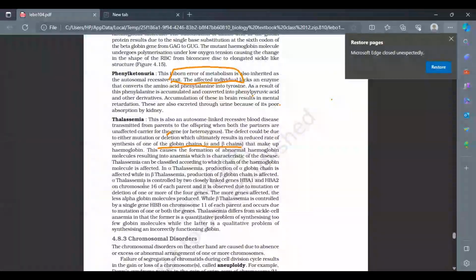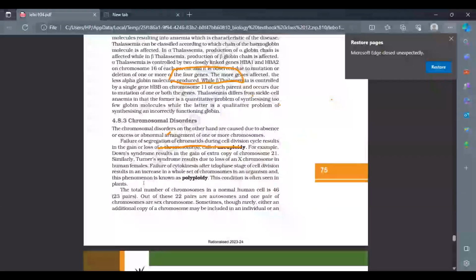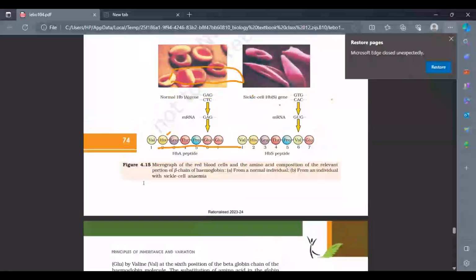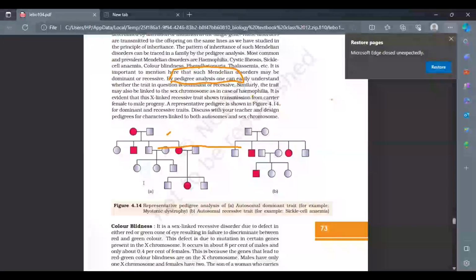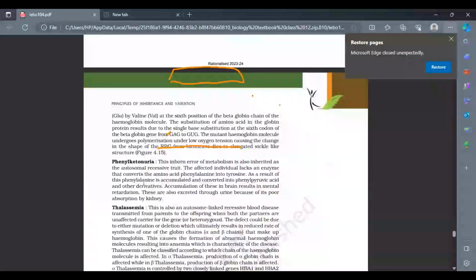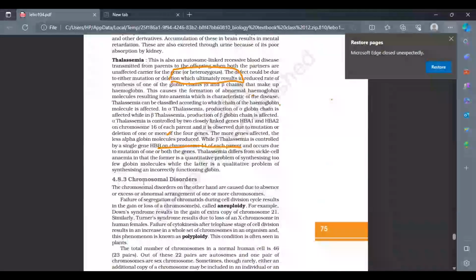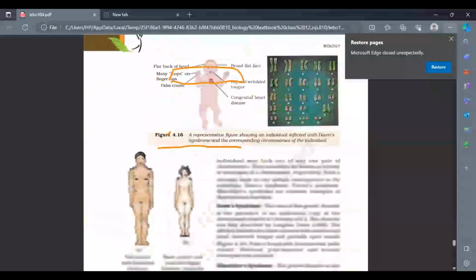This particular paragraph is not there in the old NCERT. Make sure that you are referring to the new NCERT to understand this complete concept of thalassemia. Fine. So these are the few genetic disorders we talked about: hemophilia, color blindness, sickle cell anemia, phenylketonuria, and thalassemia. Okay. Last topic of this chapter is related to chromosomal disorders.